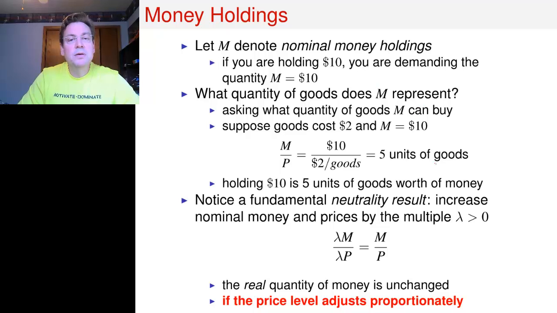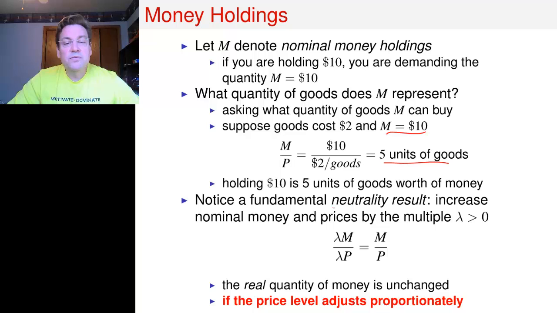So let's let big M denote the nominal money holdings. If you're holding $10, then you're demanding the quantity M equals $10. So what quantity of goods does M represent? Well, what we're asking here is how many goods can you buy with M dollars? Suppose the goods cost $2, but P is, again, remember, in dollars per good. And you have 10 units of money, well, then you can buy 5 units of goods. So holding $10 is equivalent to holding 5 units of goods worth of money.